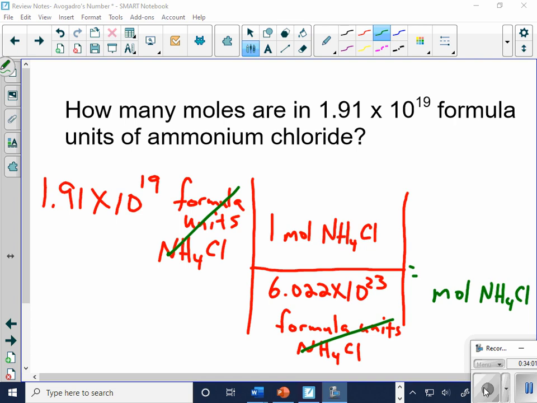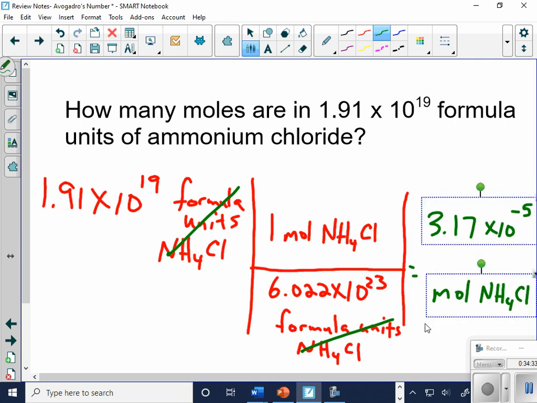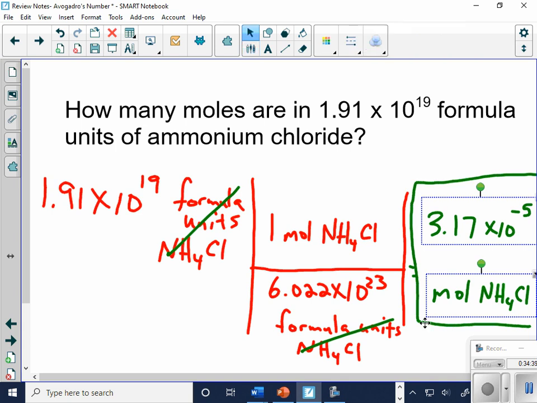Okay, so now I'm doing my math. 1.91 e to the 19th, and I'm going to divide that by Avogadro's number. And I come up with a value. I ballparked it at minus 4. My value actually came up to be 3.17 times 10 to the minus 5. Dang it. Now I box in my numbers so Mr. Braun knows exactly where my answer is.